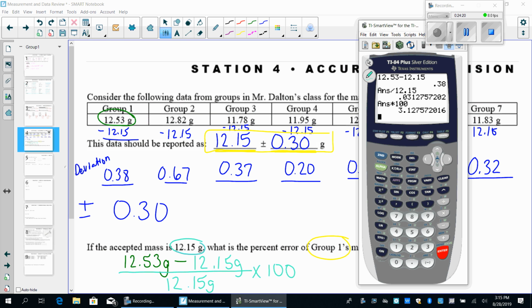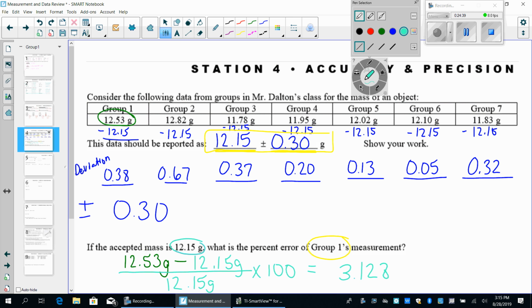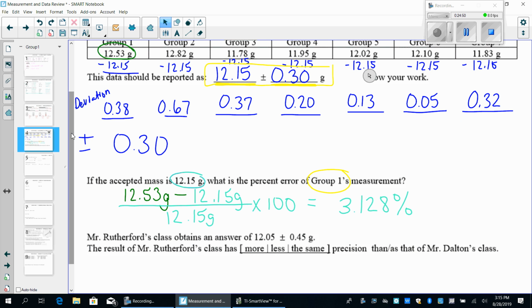And that gives you an error that is 3.1275. If we recorded it with the correct amount of significant figures, since all of those masses have 4 significant figures, we would record this as 3.128. So that is the percent error there, 3.128. Okay, remember that your percent error is telling you how accurate your group's measurement was.